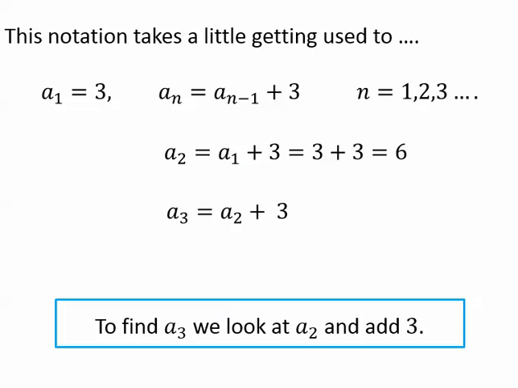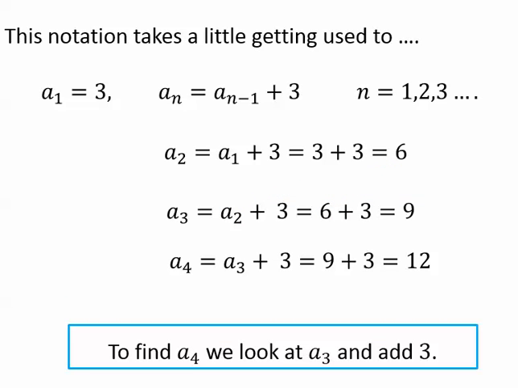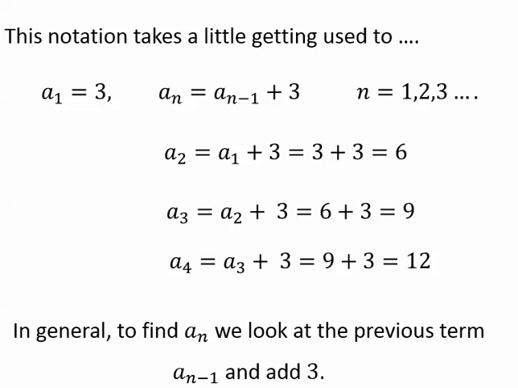To find a sub 3, we look at a sub 2 and add 3. So what's a sub 2? A sub 2 is 6, and 6 plus 3 is 9. To find a sub 4, we look at a sub 3 and add 3. A sub 3 is equal to 9. 9 plus 3 equals 12. And in general, to find a sub n, we look at the previous term, a sub n minus 1, and to that previous term, we add 3.